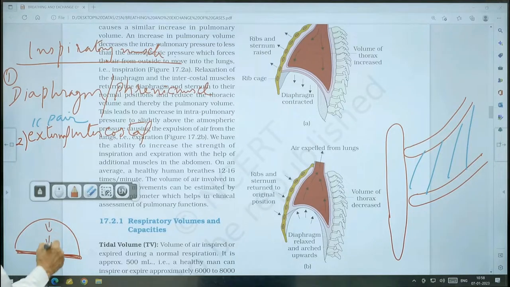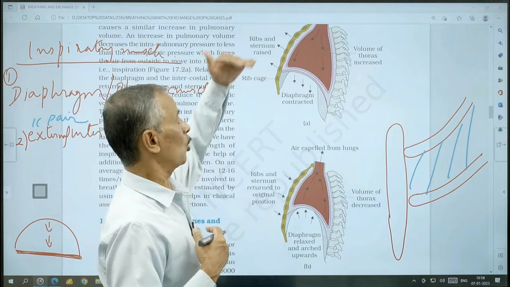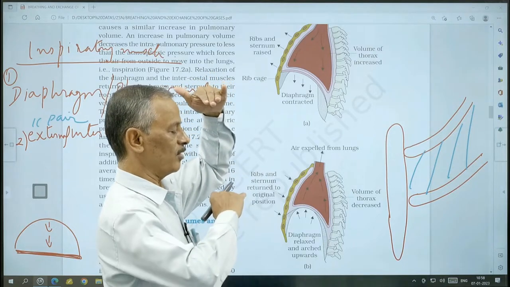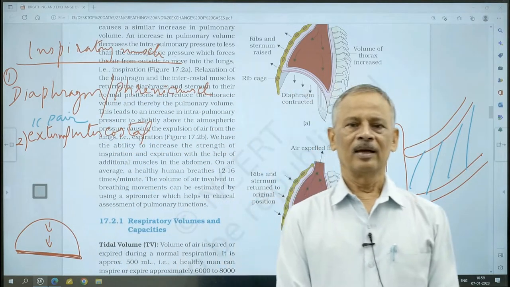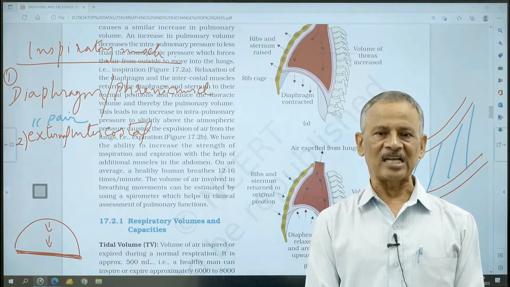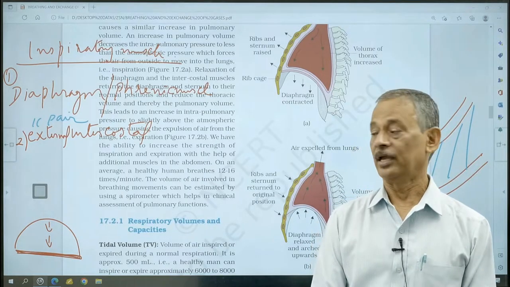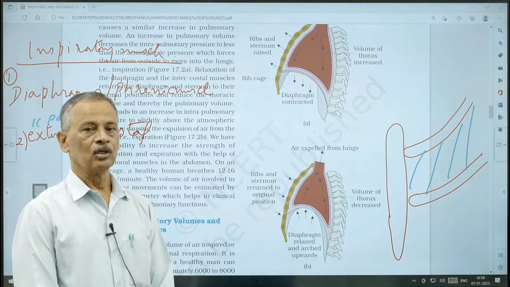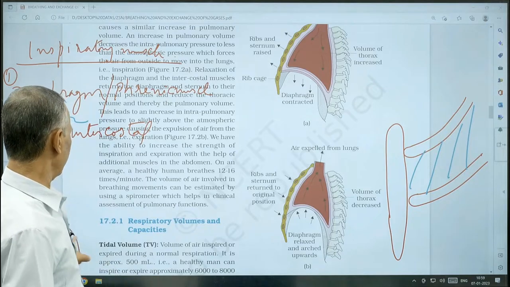now there is an increase in the volume of the thoracic cavity in an anteroposterior direction. This is our anterior, and this is the posterior. Anteroposterior direction, because the diaphragm has moved back towards the abdomen. The diaphragm is an arch structure. When it is fully relaxed, it gets contracted. For contraction, energy is needed. Okay, so the diaphragm becomes flat, causing an increase in the thoracic volume in an anteroposterior direction.